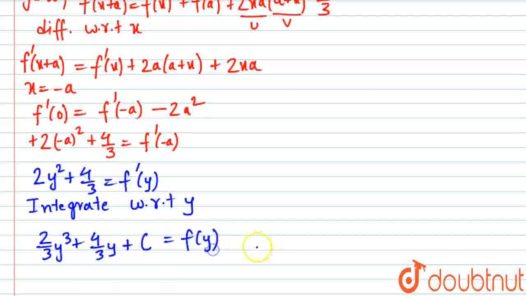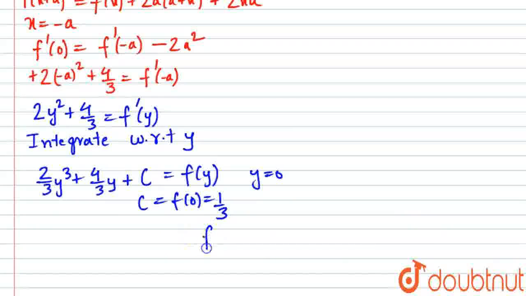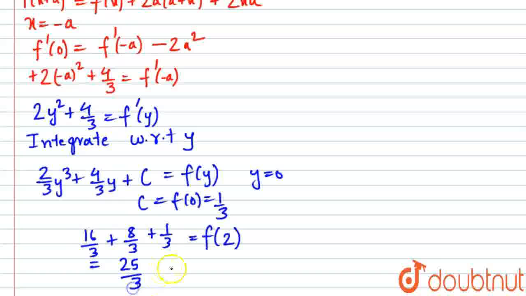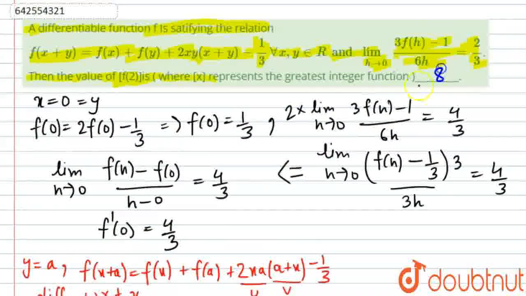Now just put y to be 0 both sides. C turns out to be f(0), that is 1/3. So finally f(2) we will find out, that is 1/3 plus 8/3 plus 16/3, that is equal to 25/3. So box of 25/3 is 8. So the correct answer is 8. Thank you.